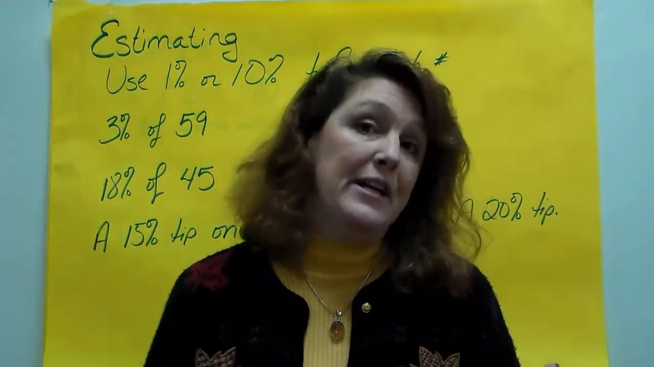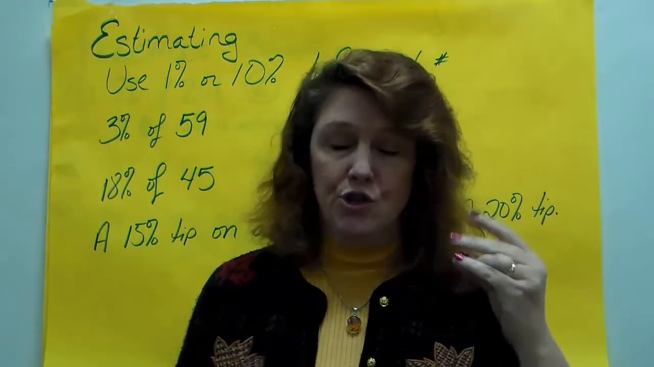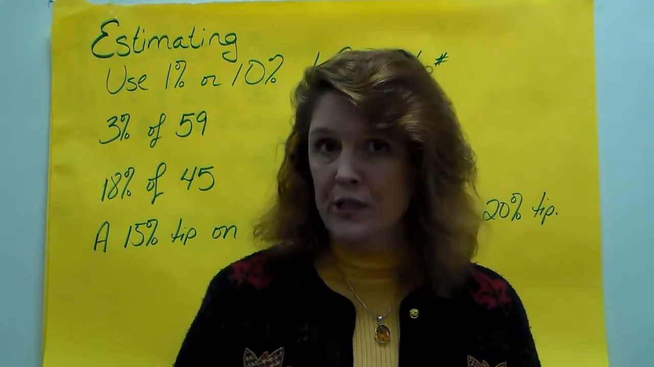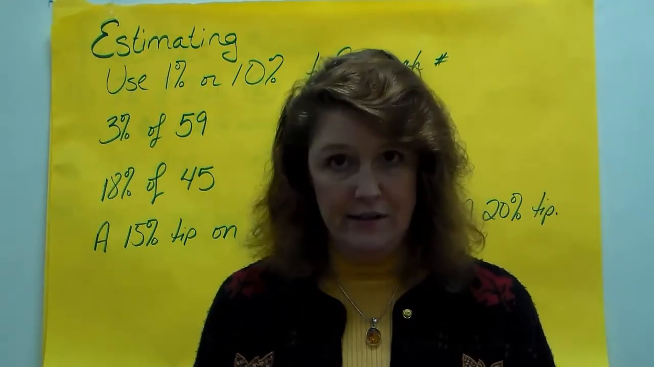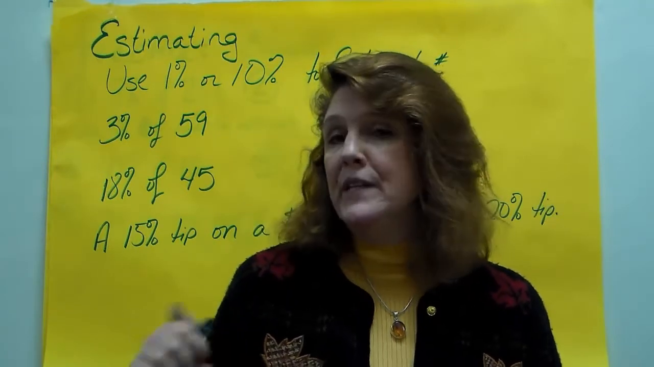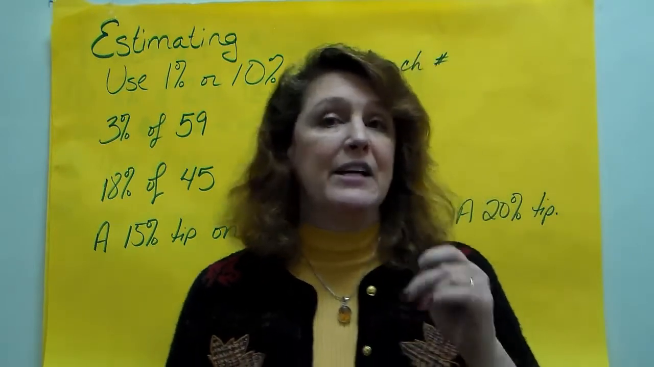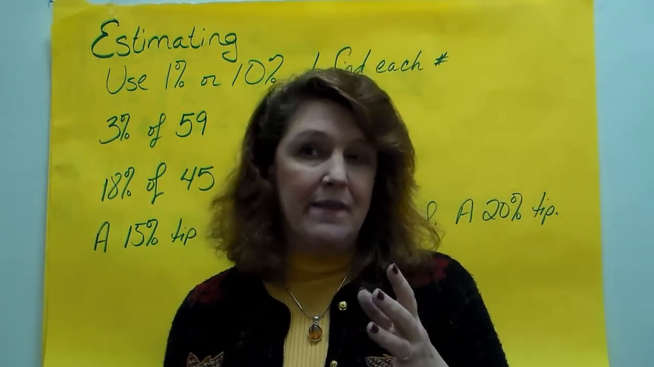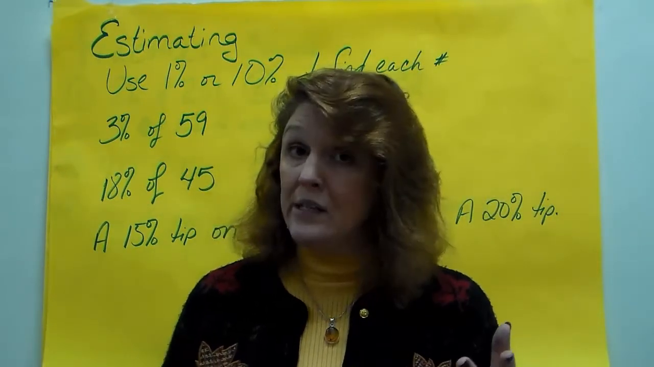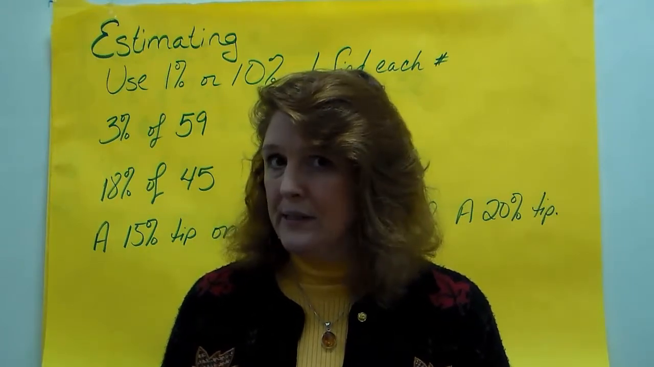Another way to use estimating to our advantage is to go straight to either 1% or 10% and make that work for us. 1% is moving the decimal over twice. 10% is moving the decimal over once. And like I explained to you before with finding 20%, that's 10% twice. You can do that all over the place.